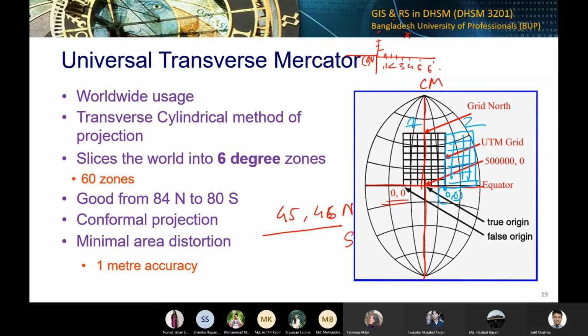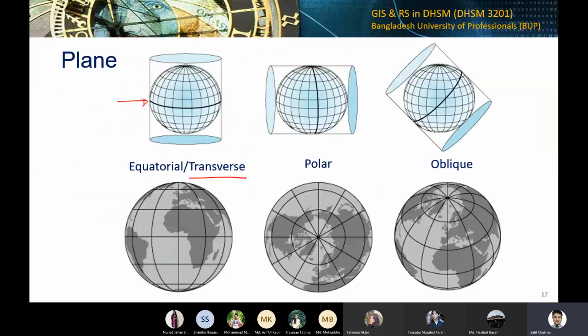Now, don't forget this is going to be very handy when you talk about Bangladesh. This idea, all right? So let's go back to the central idea of UTM. UTM is good from 84° north to 80° south. Why is it only good till 84° north and 80° south? Because if we go beyond that, look at this diagram.